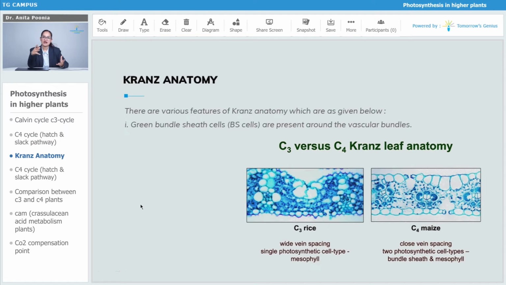Now, talking about the Kranz anatomy, there are various features of the Kranz anatomy that we need to know. For example, the green bundle sheath cells, the BS, are present around the vascular bundles. If you try to compare the C3 with the C4 Kranz leaf anatomy, you could very clearly see this is C3 rice, this is C4 maize. So in C3, what do you see? You see the wide vein spacing, single photosynthetic cell type, and here this is a closed vein spacing, 2 photosynthetic cell types, bundle sheath and the mesophyll.